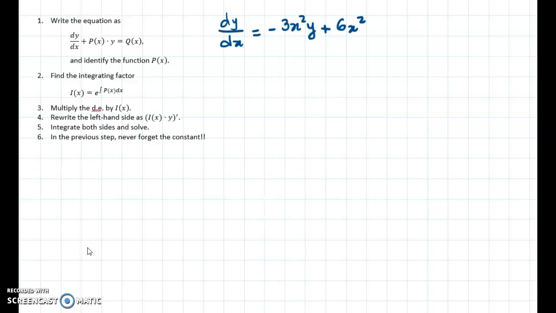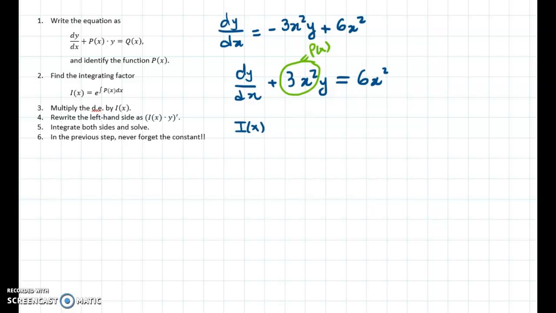So we want to make sure that on the right hand side we only have a function of x. This means in this case I'm going to need to write dy/dx plus 3x squared times y is equal to 6x squared. So we need to identify what are the functions p of x and q of x in this case. This 3x squared is our p of x, and on the other side of the equality we have q of x.